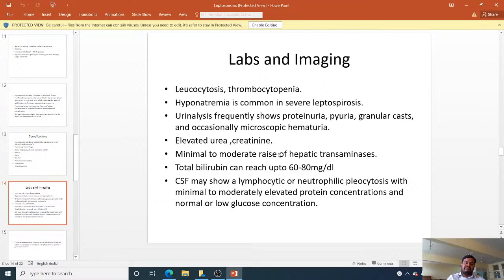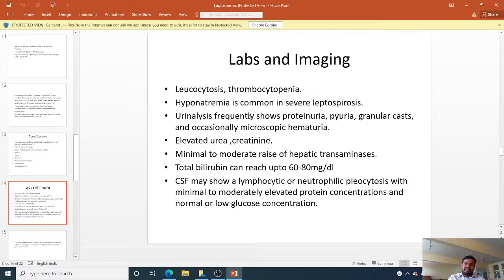When we do some laboratory investigations and some imaging, what do we see? Leukocytosis and thrombocytopenia are common, but there are many reports of patients presenting with pancytopenia. So you should not rule out leptospirosis if the patient is presenting with pancytopenia, jaundice, renal failure, and pulmonary manifestation. Leukocytosis and thrombocytopenia are documented, but many case reports have shown patients presenting with pancytopenia in severe leptospirosis.